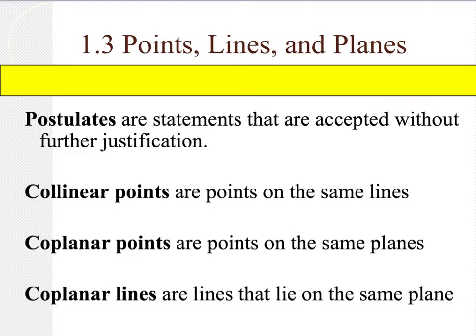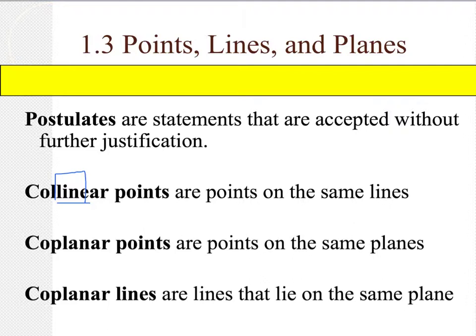Okay, these are 4 words that you will hear a lot of. A postulate is a statement that is accepted without further justification. So postulates are basically laws of math, essentially. Collinear points are points on the same line. Notice right here, collinear has the word line in it. That means same line, same line.